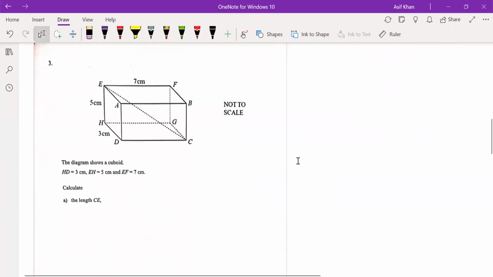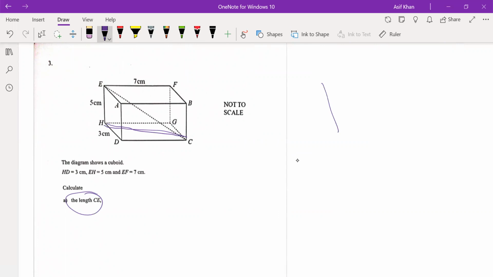Now in the second question, this one is also the question I shared in the previous video. The length CE you have to calculate. This CE length you have to find. And again, for this CE length, you know what this diagonal is.